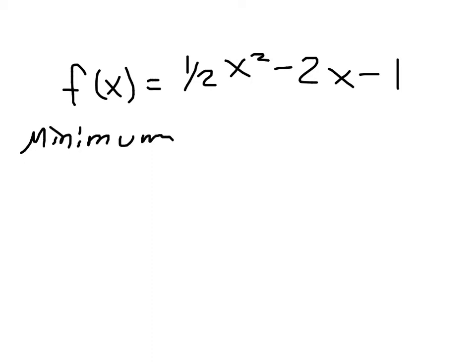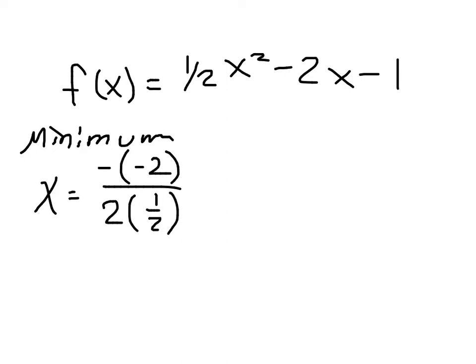Now, as far as finding it, what number is in the b position? Negative 2. Divided by 2 times what number is in the a position? Half. So on the top, 2 negatives make that a positive. And 2 times a half on the bottom is what? 1. And what's 2 divided by 1? 2. Now that's not the minimum or maximum. That's the x at which it occurs.